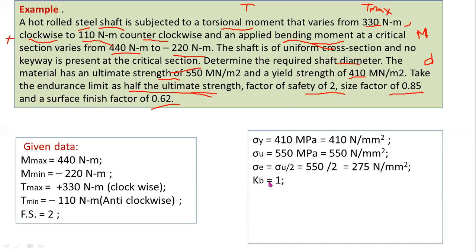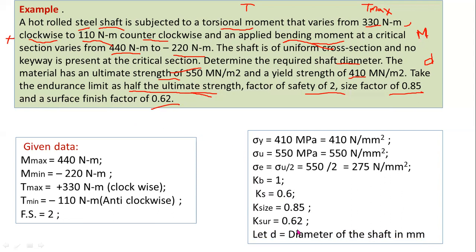Now the load correction factors: bending load factor KB equal to 1, shear stress factor equal to 0.6, size factor equal to 0.85, and surface finish factor equal to 0.62. Let small d be the diameter of the shaft. By using these details, you have to determine the suitable size of the shaft.